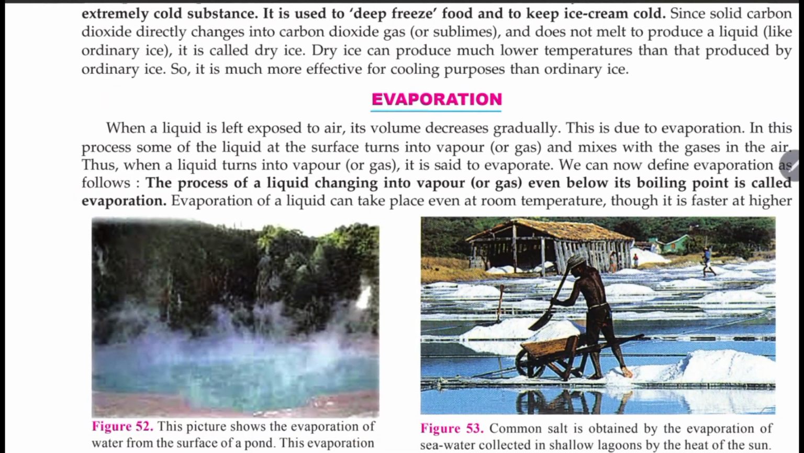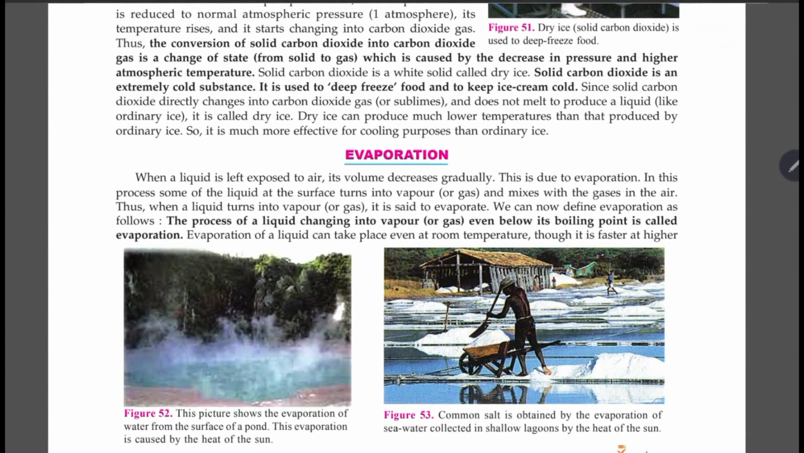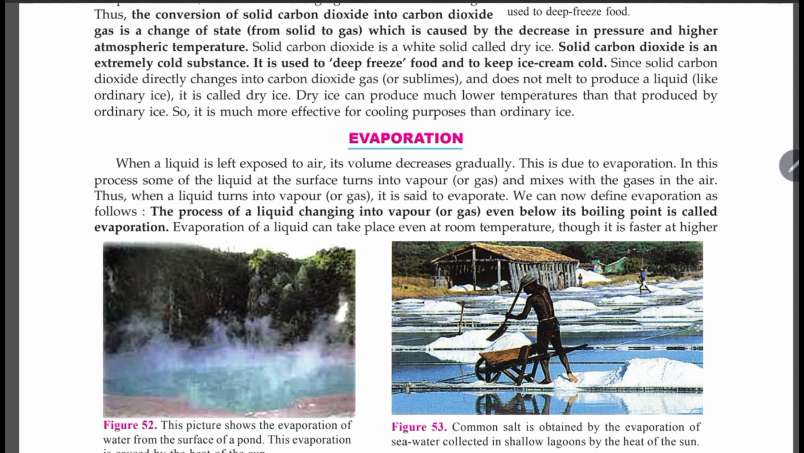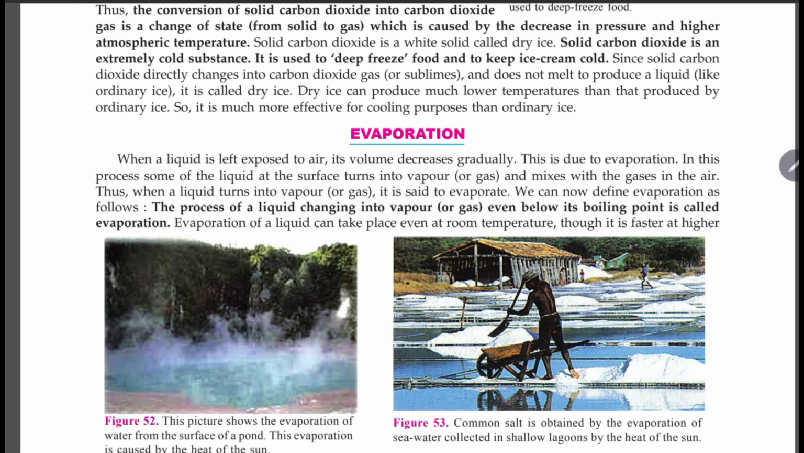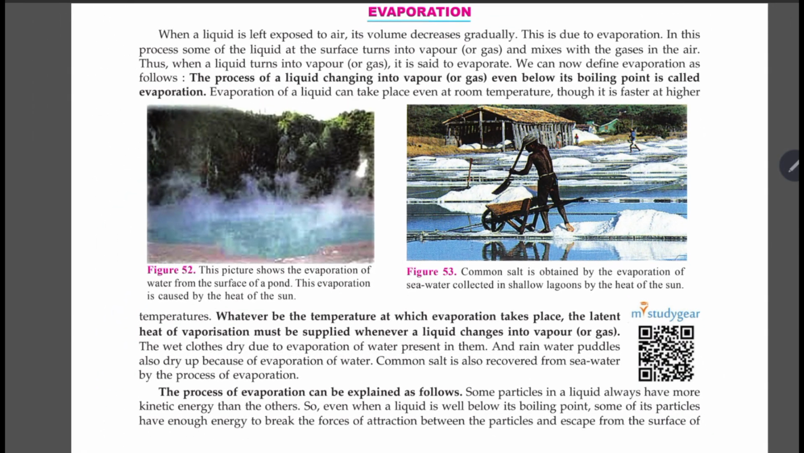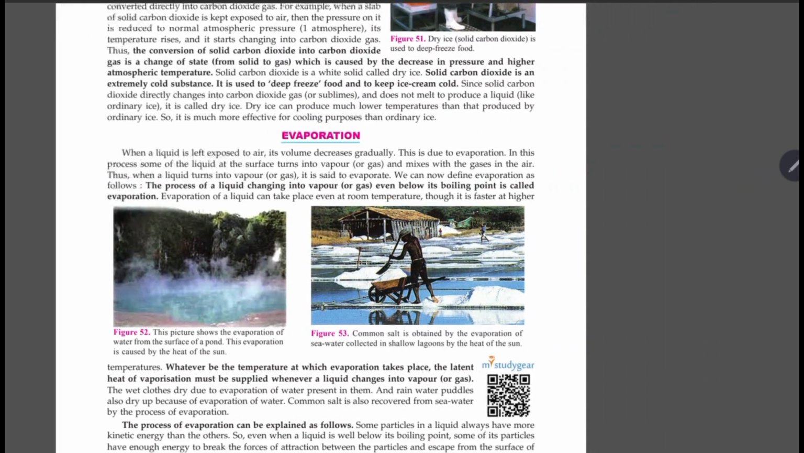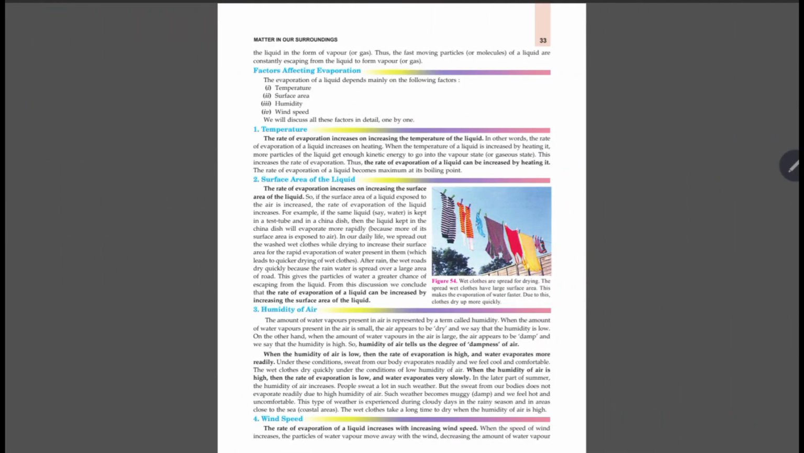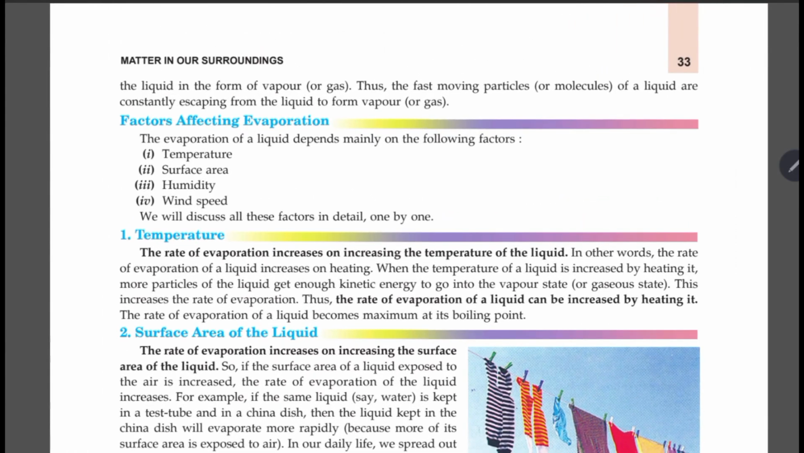So here evaporation process, we know evaporation is a natural phenomena. What has to do with it? See, we have seen what is vaporization, what is boiling. So we should know what is evaporation. Now, evaporation is the change of the liquid to the vapor phase. Now remember, there is a slight difference between boiling and evaporation. These are the factors affecting evaporation: temperature, surface area, humidity, and wind speed.